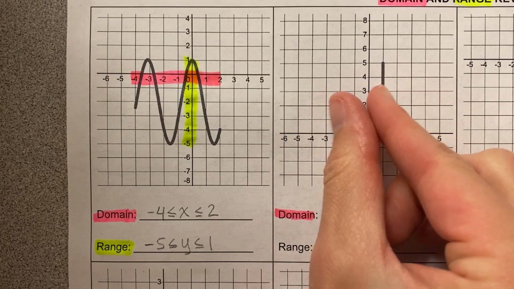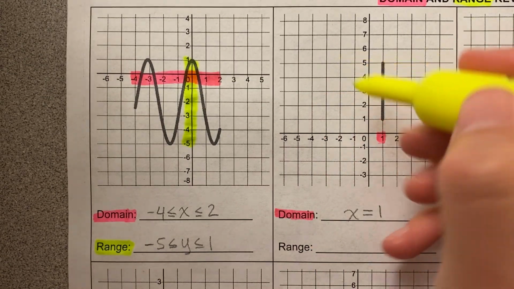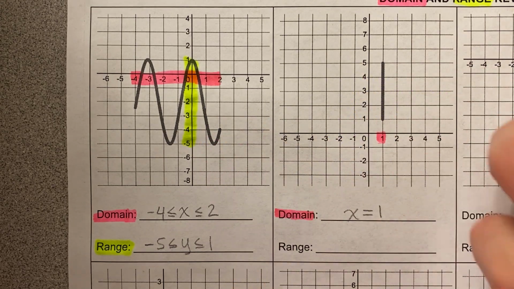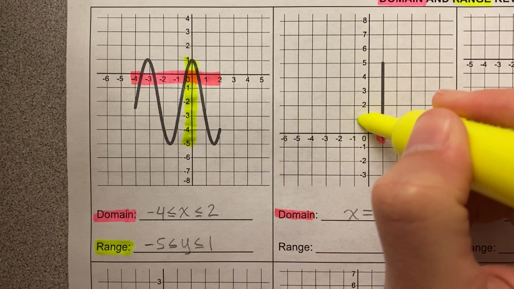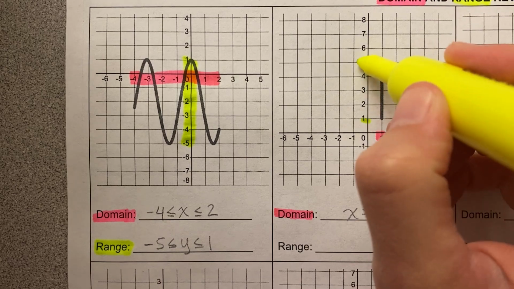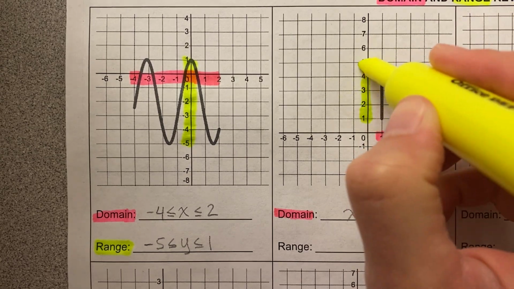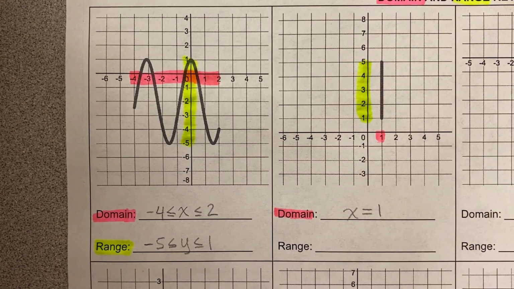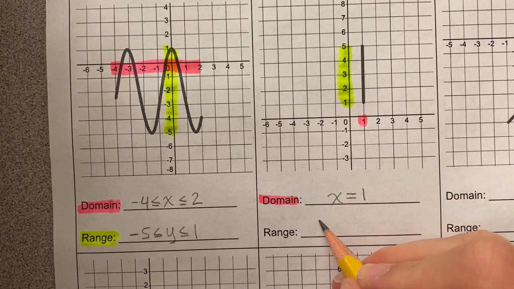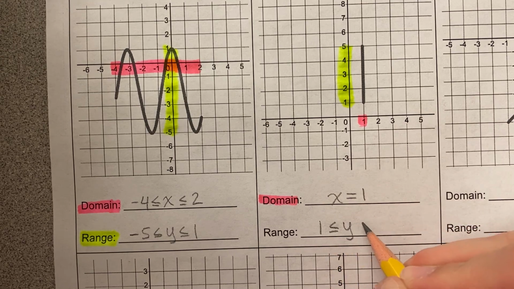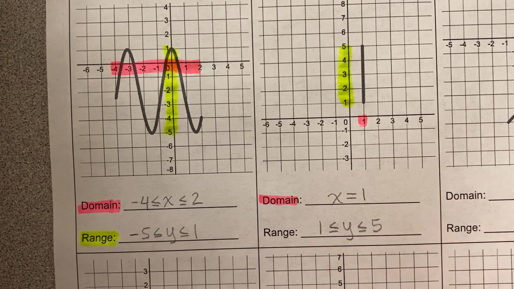Now for the range, if I squish it onto the y-axis, it's in between two values. The bottom is at a y value of 1, and the top is at a y value of 5, and it's all the values in between 1 and 5. So we write that like this: 1 is less than or equal to y is less than or equal to 5.